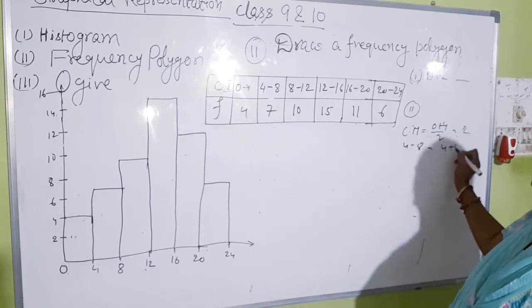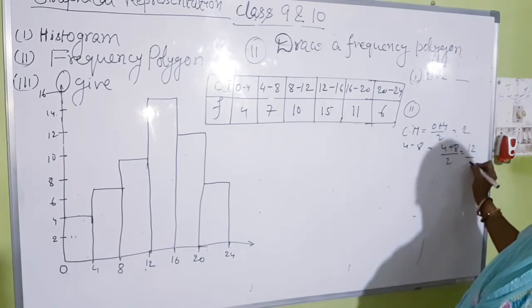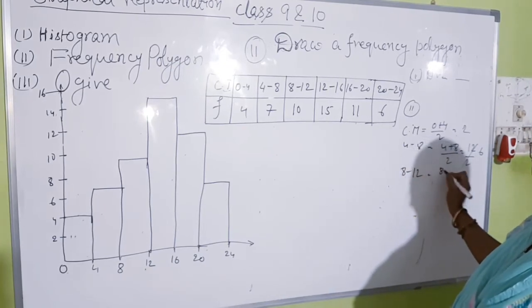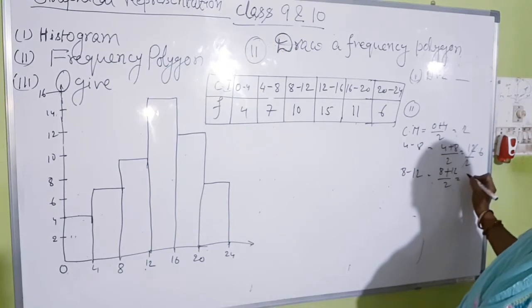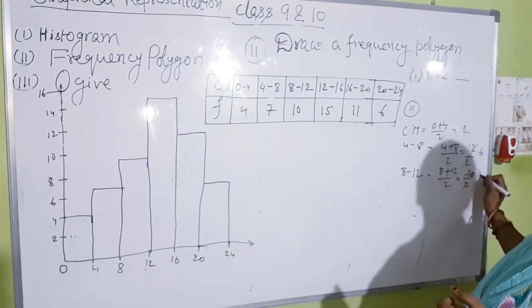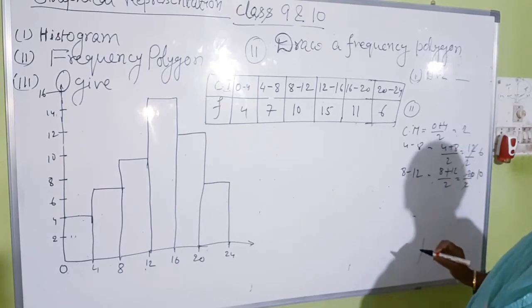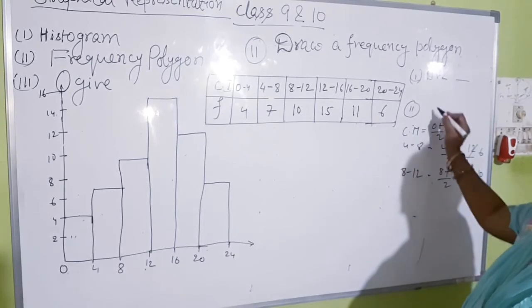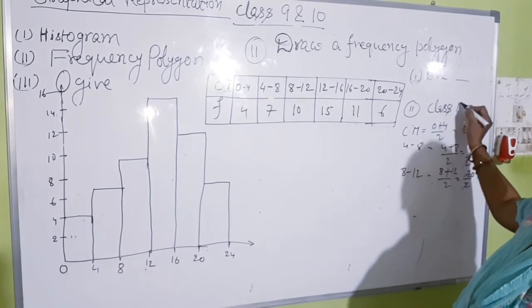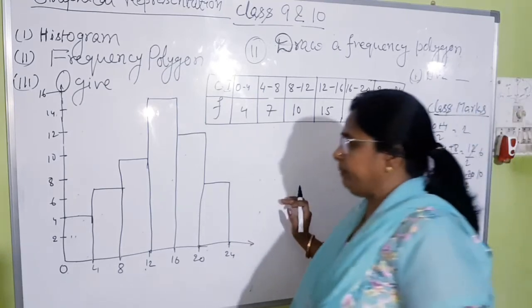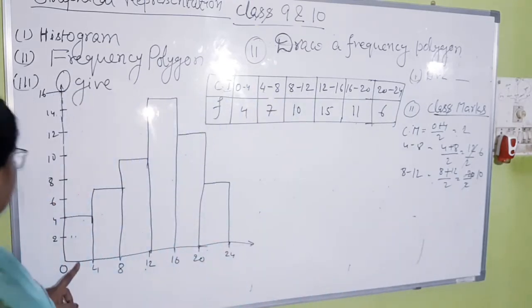4 to 8, 4 plus 8 by 2, it means 6. Then 8 to 12 is equal to 8 plus 12 by 2, is equal to 20 by 2, is equal to 10. In this way we can find out all the class marks. These are the class marks.